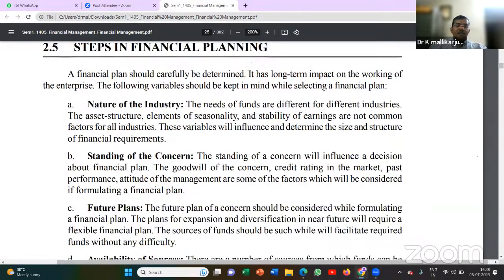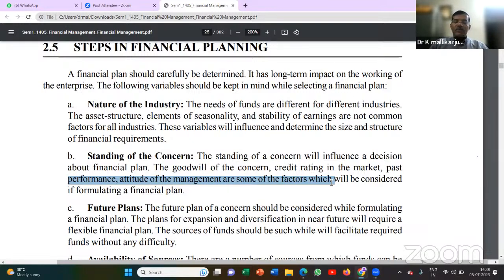The second is the standing of the concern, right? Standing of the concern is nothing but the firm's credit rating in the market, past performance, attitude of management, all this. So we ask people, right? How is this company? It is a good company, a branded company, right? A company that is very famous, very popular. That firm can easily procure the funds, right?